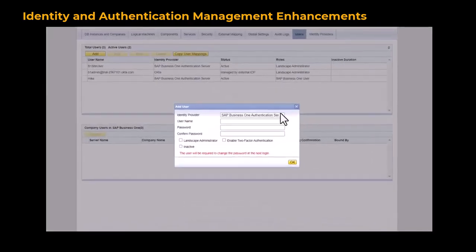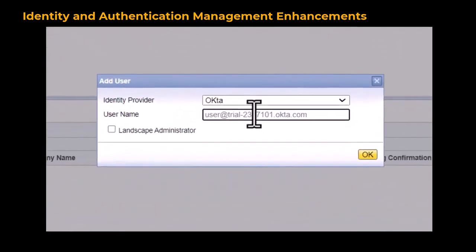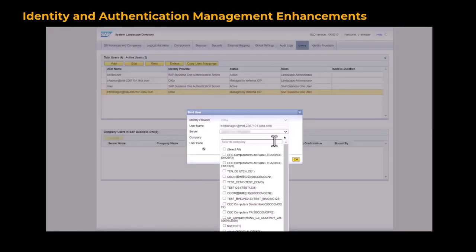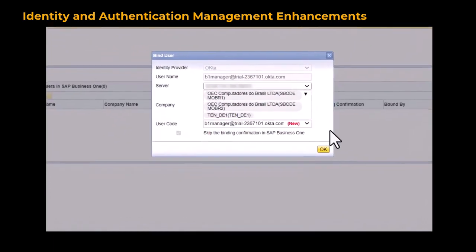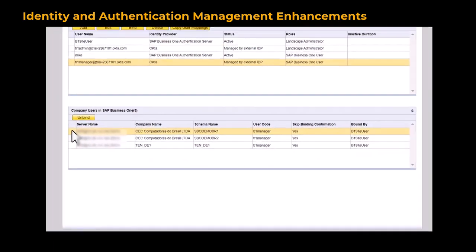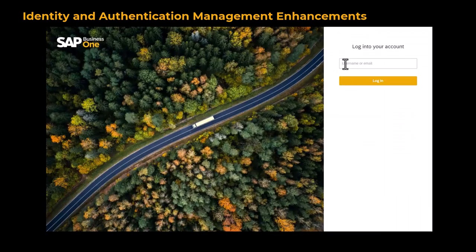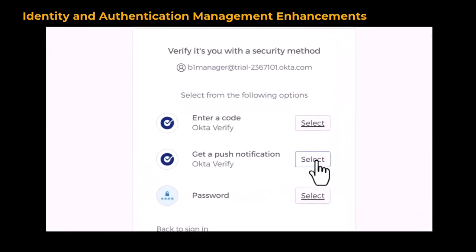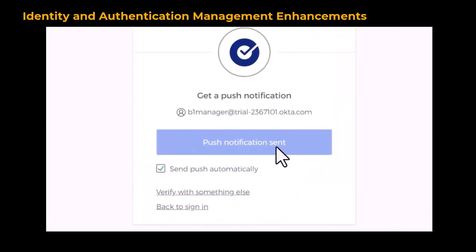After enabling Okta and binding the relevant users, you can log into SAP Business One with the bound IDP user account. When redirecting to the Okta login page, you can choose to set up a push notification. Pushing notifications triggers a notification in the Okta app on your mobile. After accepting the sign-in, you can now log into SAP Business One.